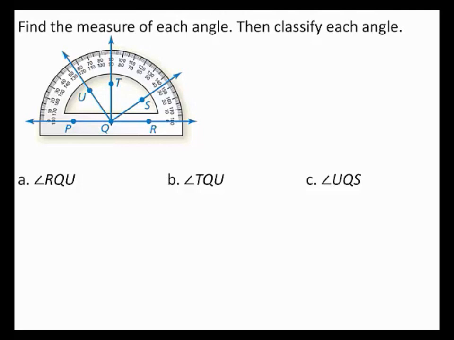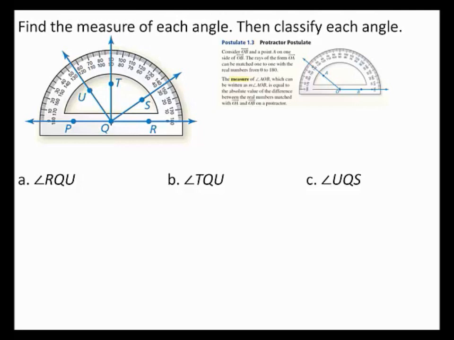Find the measure of each angle, then classify each angle. A. Angle RQU, B. Angle TQU, and C. Angle UQS. To find the measure of each angle, you can use the protractor postulate, which states that the measure of an angle is equal to the absolute value of the difference between the real numbers matched with the two rays on a protractor.